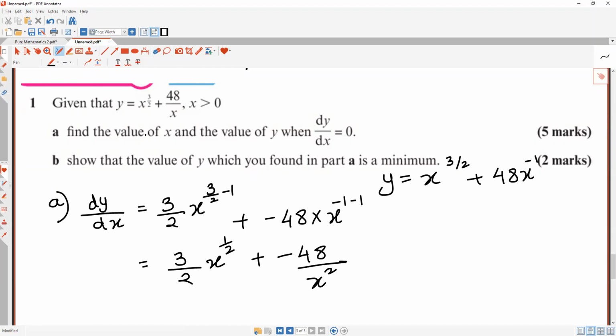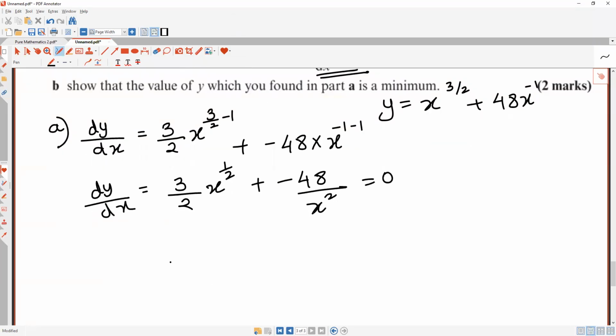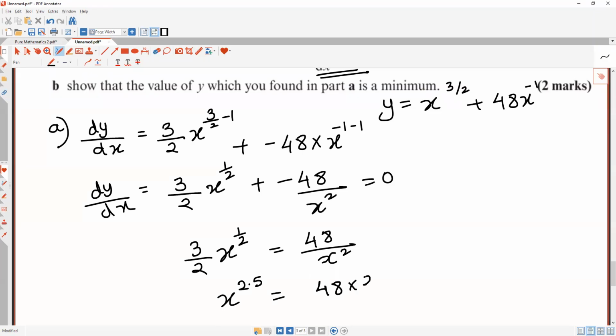But we need to find the value of x when dy by dx equals 0. So this is your dy by dx and it equals 0. So if you go to the right hand side, 3 by 2 x raised to half is equal to 48 divided by x squared. Now, if you cross multiply, it's going to be x raised to half plus 2, that is 2.5, equals 48 multiplied by 2 divided by 3.